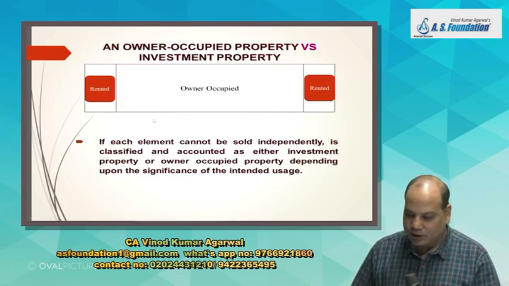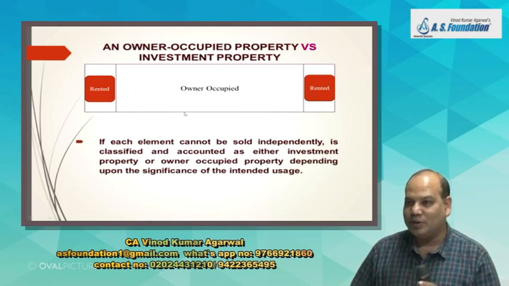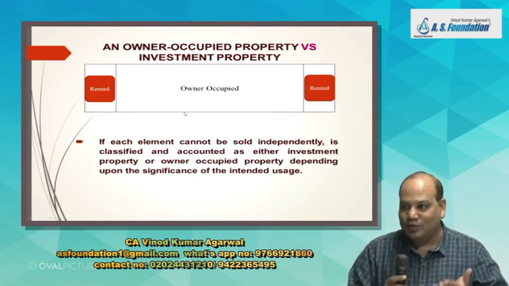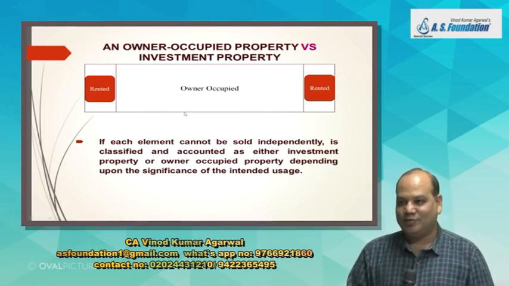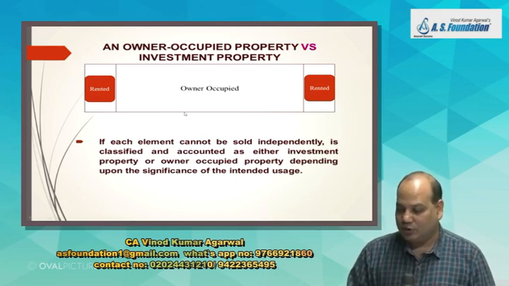First, complete this diagram in your book. If you have not completed this portion, write rented, this portion owner occupied, and this portion rented. One student has also asked this question: if from morning till afternoon it is rented, somebody else comes and teaches in the same classroom, and from afternoon till night I teach, what will be the classification? Same answer, depending upon the significance of the intended use.